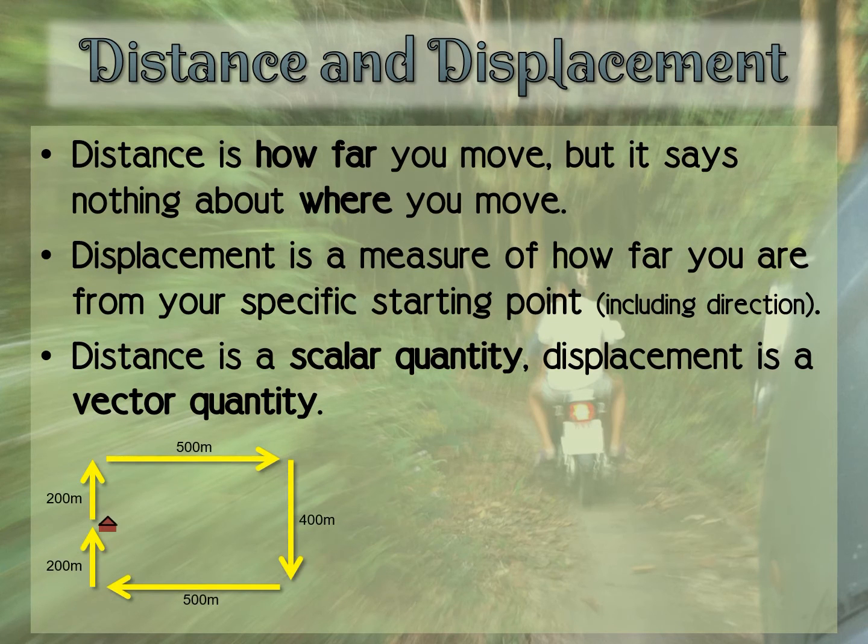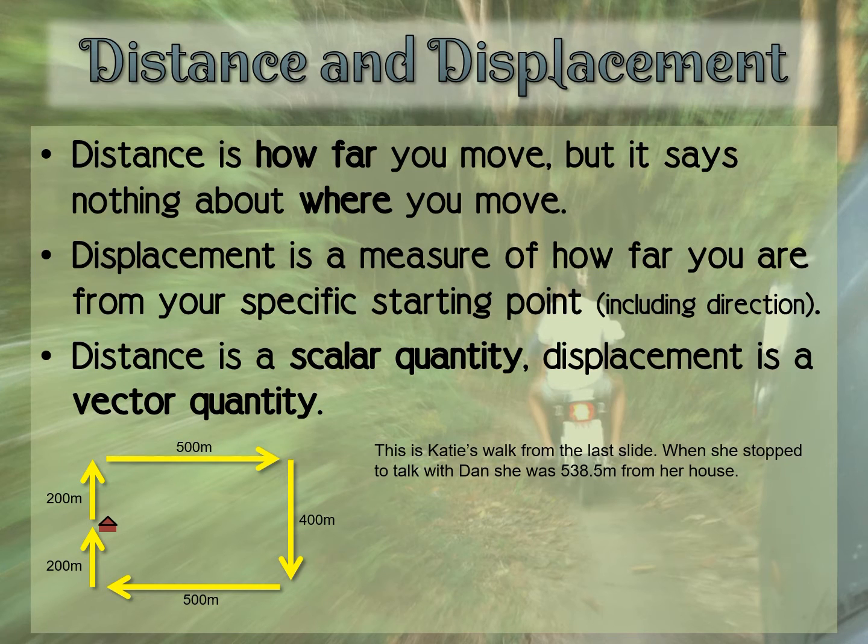But first, let's look at a diagram. This is Katie's walk from the last slide. And you can see there that she walked 200 meters north, 500 meters east, 400 meters south, then she talked to Dan, went 500 meters west, and then finally 200 meters north. And so at the end of her walk, she was 0 meters from her house. She walked all the way around the block and she arrived back at her house.